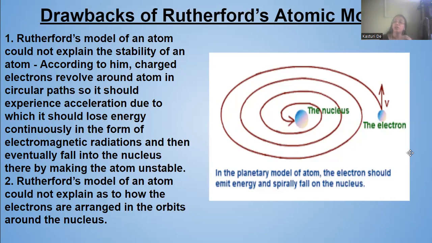According to Rutherford, the electrons are moving around the nucleus in a circular path, and thereby experiencing acceleration, due to which they lose some energy through electromagnetic radiation. When it loses energy, the electron will slow down, come closer to the nucleus, and eventually fall into the nucleus, thereby making the atom unstable, because that would create more positive charge than negative charge.